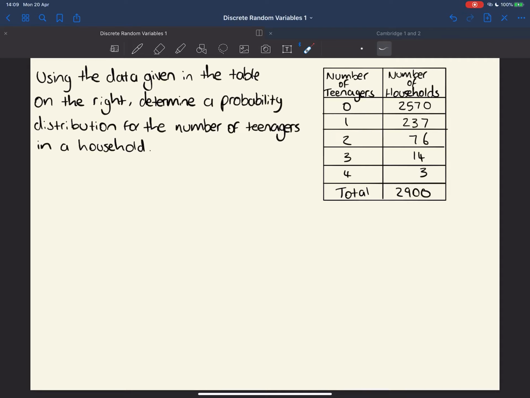So let's read the question. Using the data given in the table on the right, determine a probability distribution for the number of teenagers in a household. So obviously using this data, we're going to go ahead and do that. What I'm going to do is recognize that we need a variable to make a distribution, right? What's our variable going to be? I'm going to let our variable, capital X, equal the number of teenagers in a household.